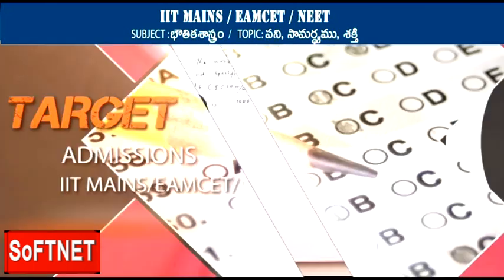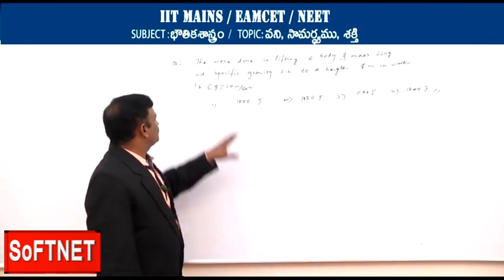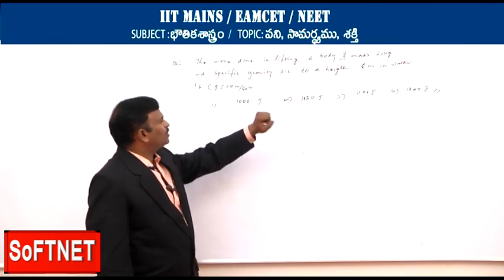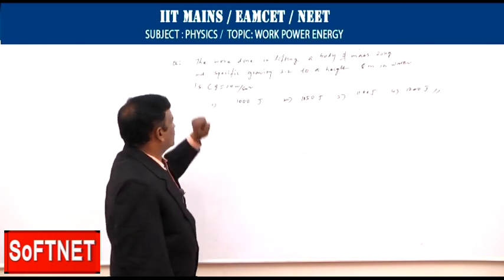This is the answer. So here, the work done in lifting a body of mass 20 kg and specific gravity 3.2 to a height of 8 meters in the water is.